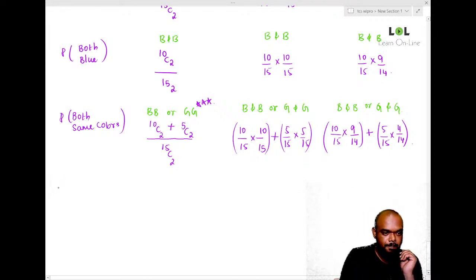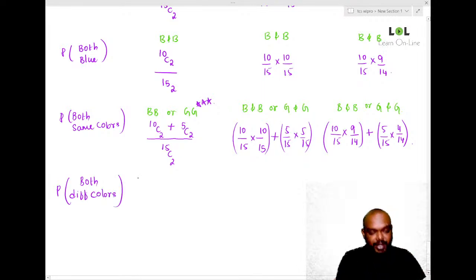You will understand. Probability of, suppose, both the different colors. If I ask both the different colors, firstly, don't forget, always write the condition. I will get back to simultaneous later. First here, both the different colors means what? I can get a blue and then green, or I can get first green and second one blue. Here as well, same. Blue and green or green and blue.